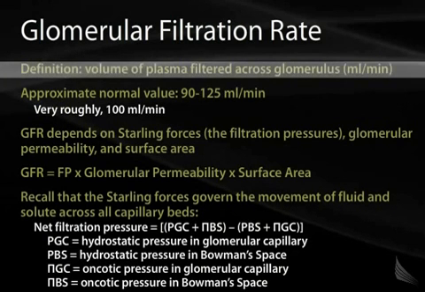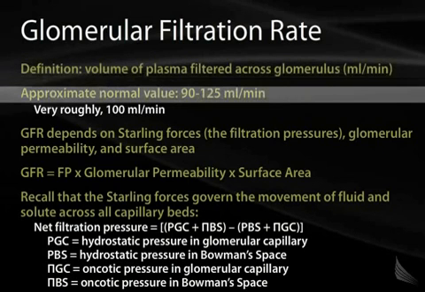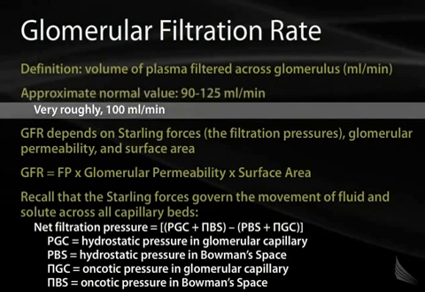The definition of glomerular filtration rate is the volume of plasma filtered across the glomerulus. It's usually measured in mLs per minute. The approximate normal value is between 90 and 125 milliliters per minute. Very roughly, one can remember that a normal glomerular filtration rate, or GFR, is 100 mLs per minute.